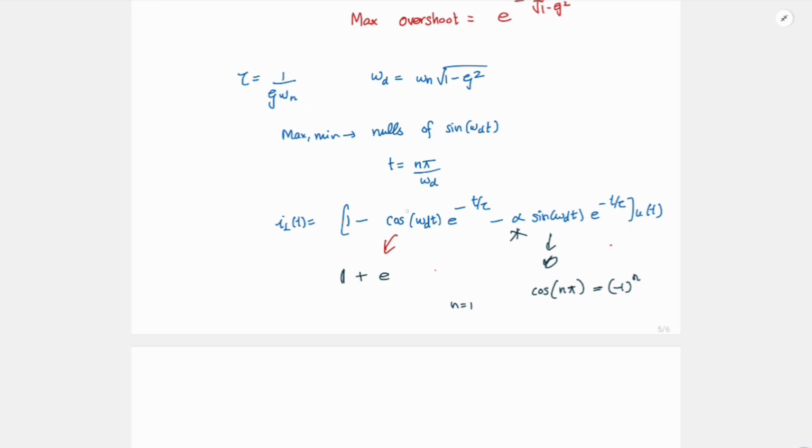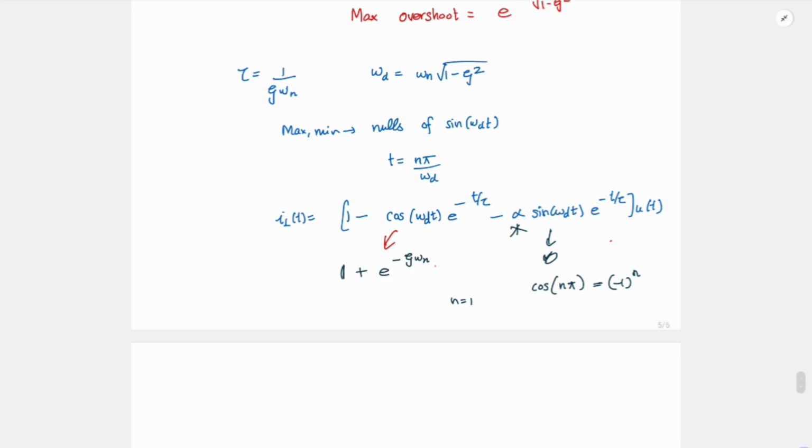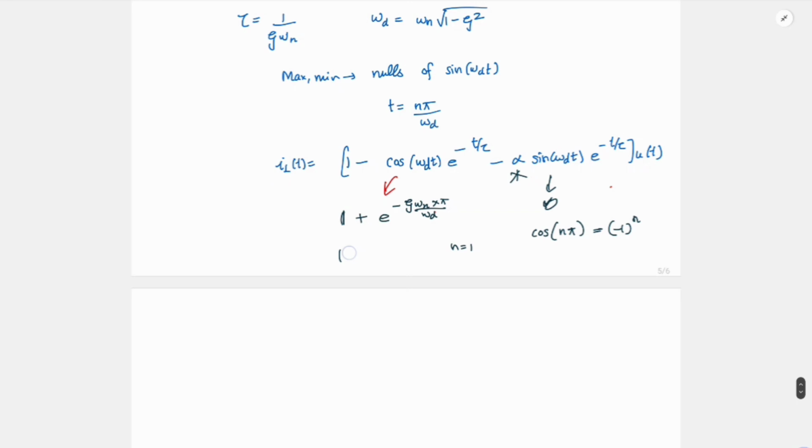And then we have e power minus t by tau. Tau is nothing but 1 by zeta omega n, and your t is pi by omega d. And you know your omega d is omega n root of 1 minus zeta square. So you can easily get e power minus zeta pi by root of 1 minus zeta square.